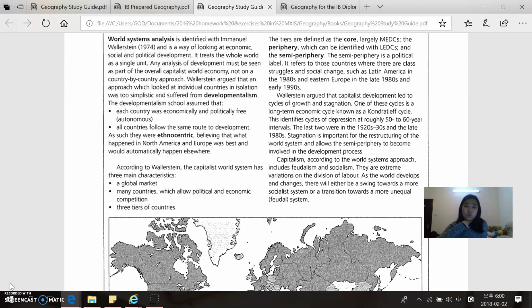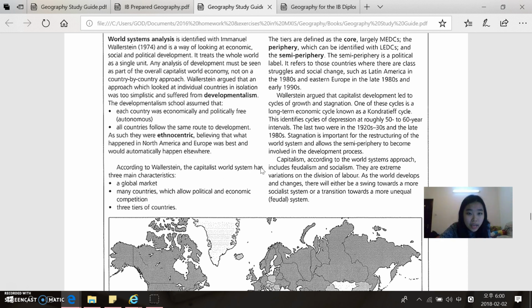Developmentalism assumed that each country was economically and politically free, autonomous, separated, isolated from other places. Also, all countries follow the same route to development, the Western route. What happened in North America and Europe was best, and it would happen automatically everywhere. So this is ethnocentric, focusing on a particular ethnic group.